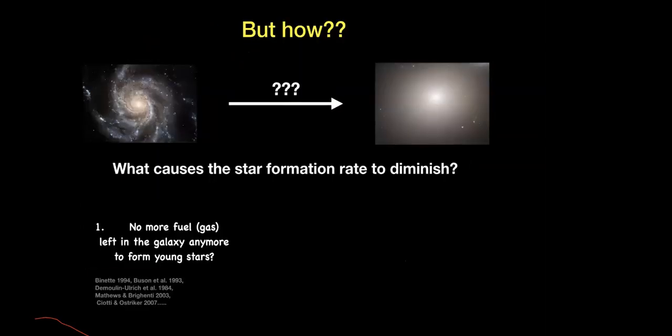But the question was how? How exactly do the galaxies die? That means, how do these young star-forming galaxies turn into these red and dead ellipticals? Or what causes the star formation rate to diminish? You may think this is a very simple answer: with time, the galaxy might just run out of fuel to form new stars. Pretty much like your car, when it runs out of fuel, it will just not run anymore. But it turns out the answer is not that simple.